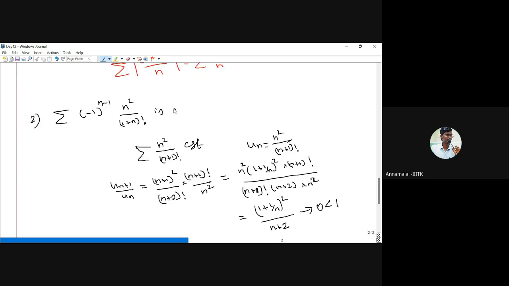It is absolutely convergent, because we considered the modulus of the given series. It is convergent, therefore, it has absolute convergence. The question is, you have to check the absolute convergence. But the question is not to check convergence. If you want to check whether it is convergent, you have to check whether un satisfies the 3 conditions or not.